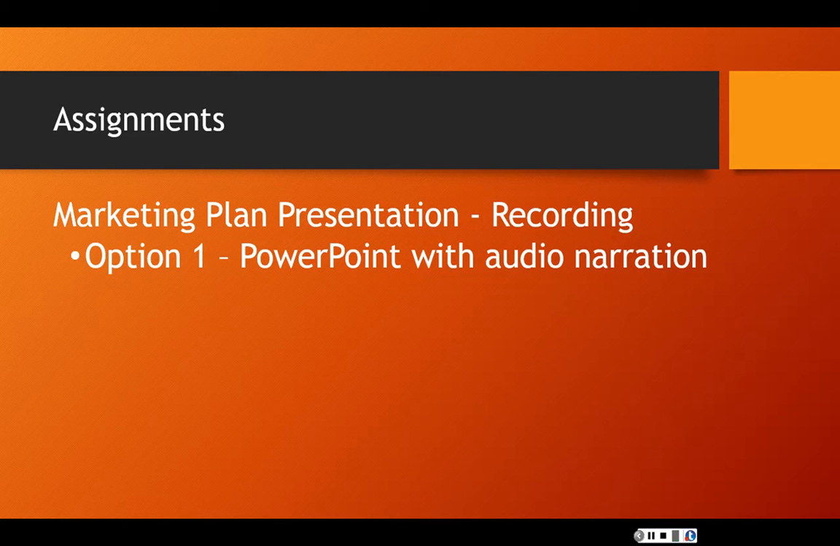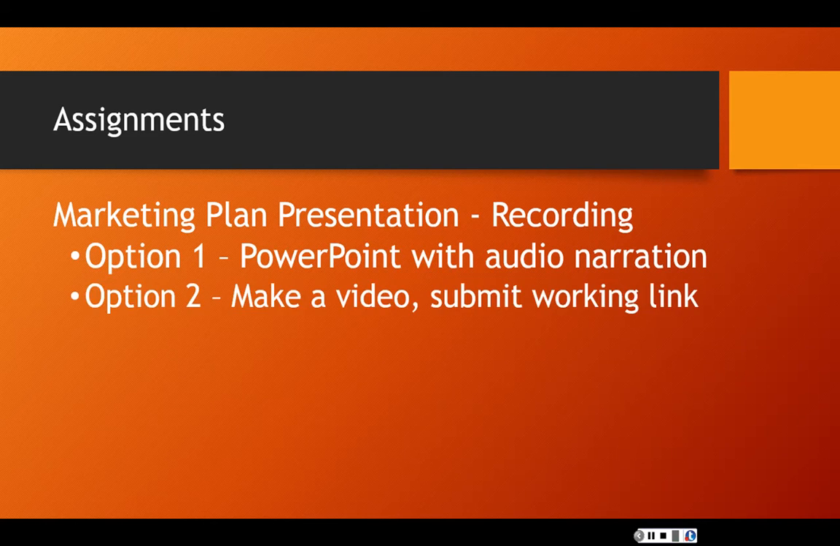So how to record this, you've got a couple basic options. It needs to be some kind of visuals where you talk through your plan, and I can hear your audio narration. So one option is a PowerPoint with audio narration. The most recent versions of PowerPoint have the ability to record audio, so that's one option. That's usually a pretty popular option.